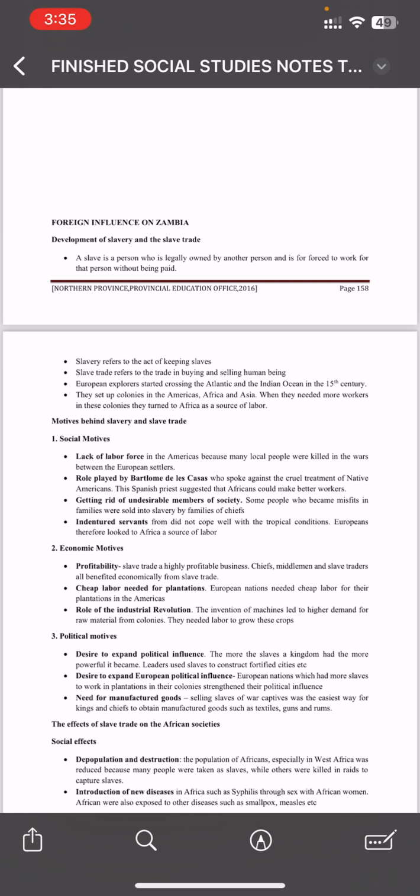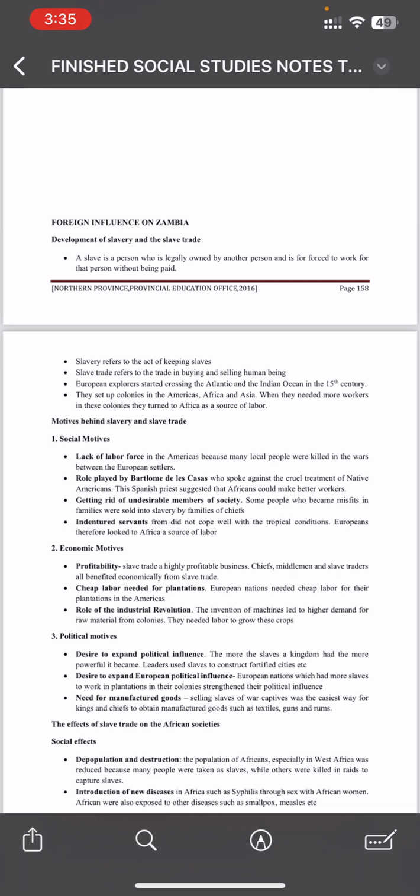Then we have this priest called Bartholomew. This priest spoke against using local Europeans to do the work, but rather he advised that they should get cheap labor or free labor from Africa.